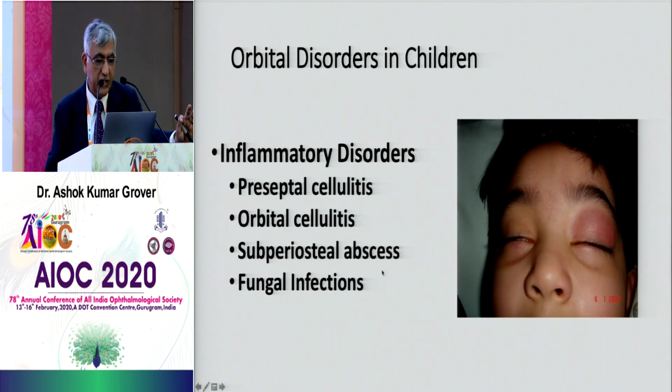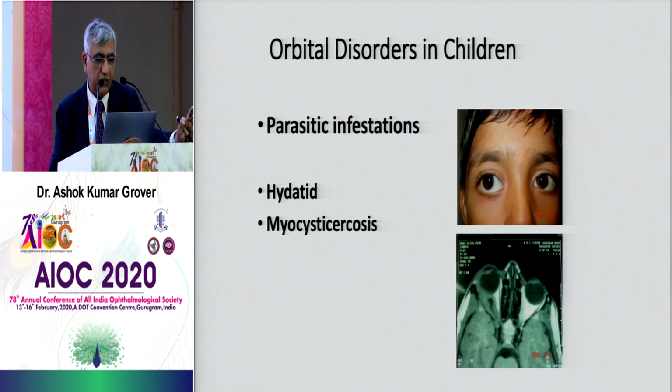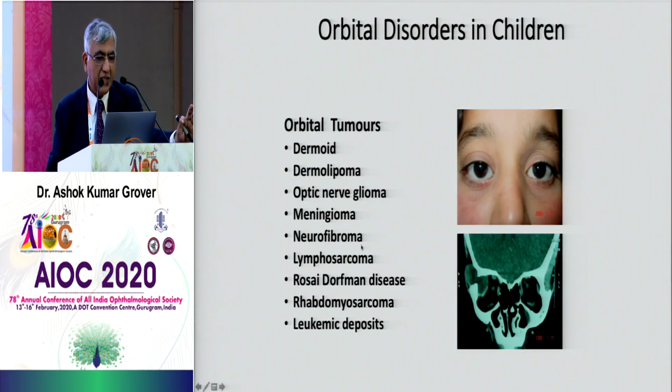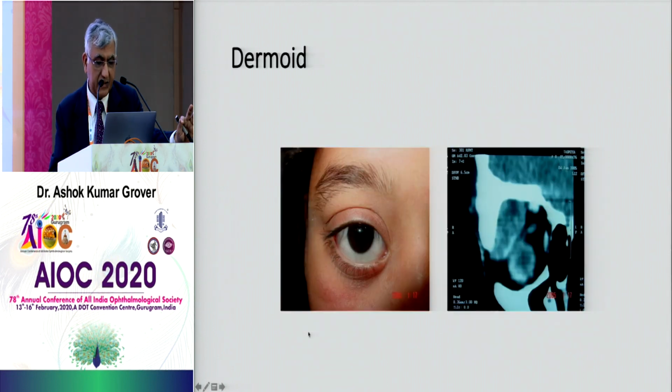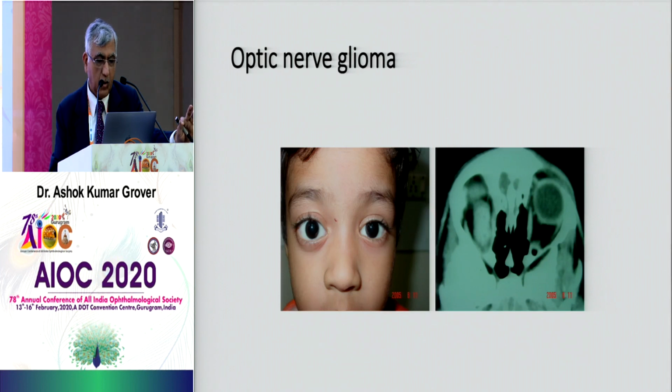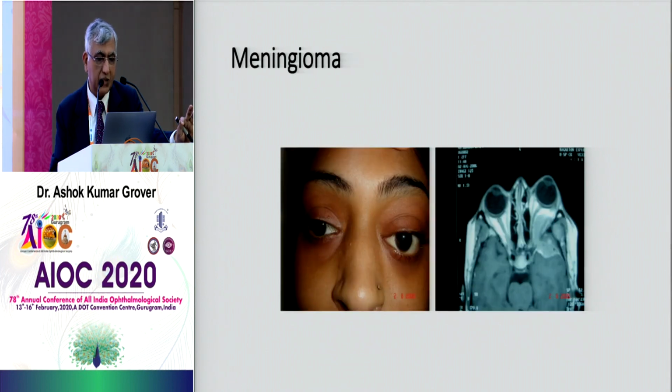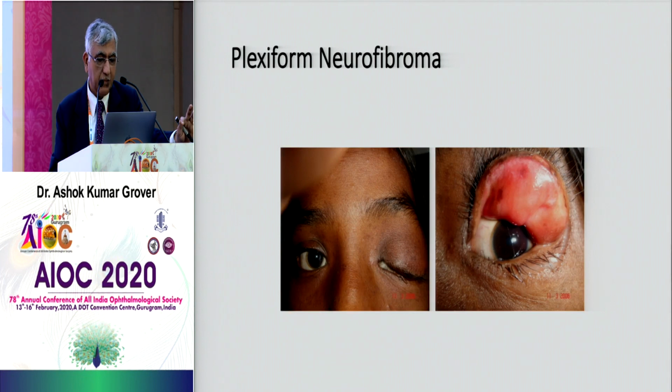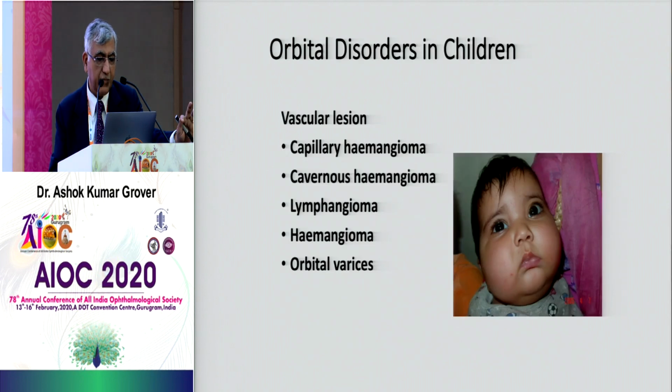In children, you need to exclude inflammatory disorders if you have to make a diagnosis of a tumor. Parasitic infestations may present very much like tumors, and the various tumors of childhood include all these entities, some of which we can look at: a dermoid, external angular, internal angular, orbital. All these are important. Optic nerve gliomas, meningiomas, plexiform neurofibromas with many systemic associations, neurofibromas are all important.